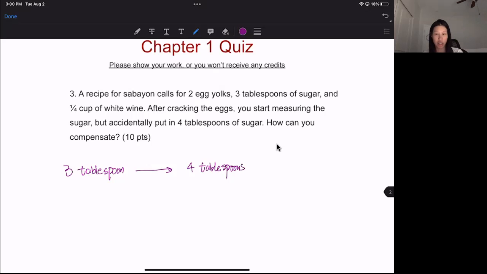So what's the change here? The ratio should be what? 3/4. I'm sorry, 4/3. Because when you use 3 times 4/3, you will get 4 tablespoons. So the ratio should be 4/3.